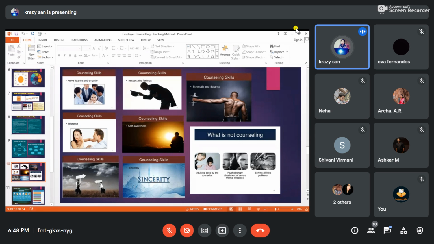Then direction. Instead of just saying do this, you show them directions. How many alternative directions you can show them, and let them choose from it.